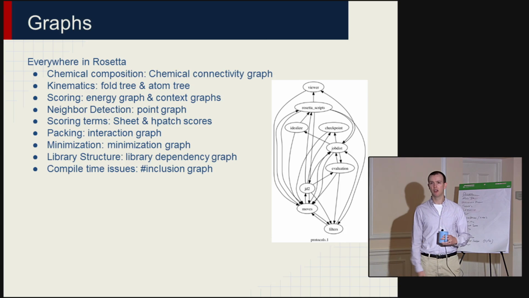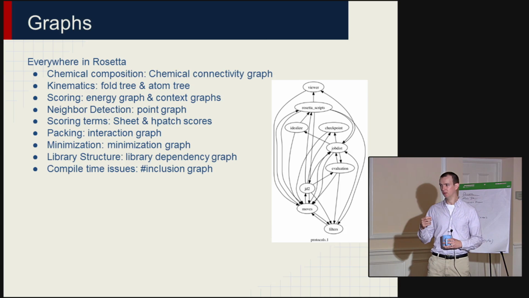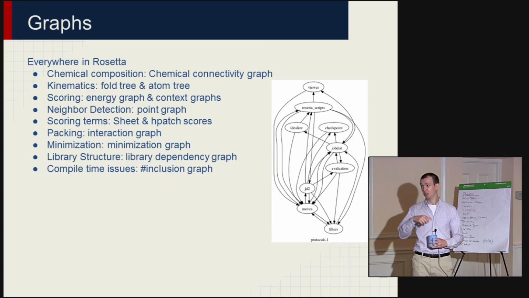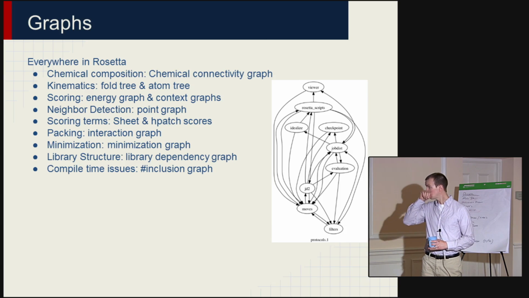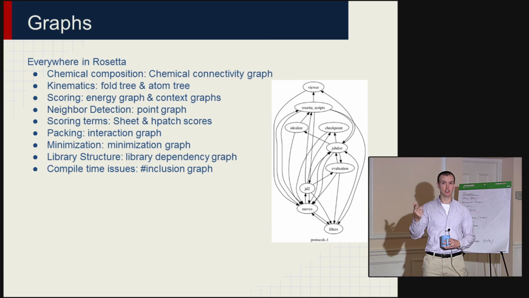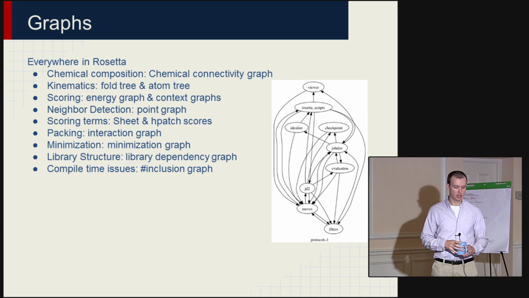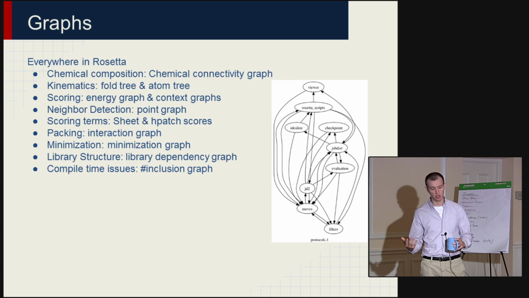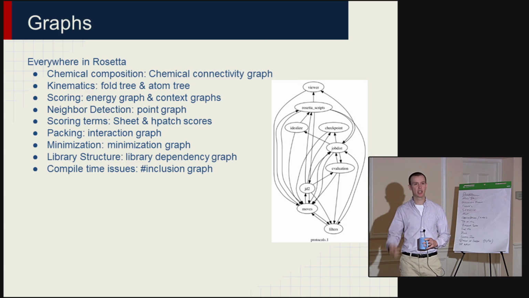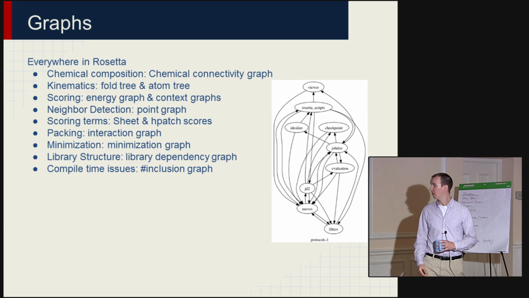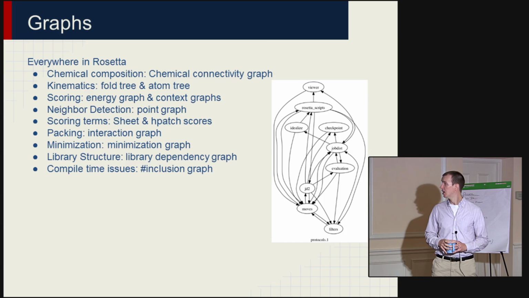There are context graphs, like the 10A neighbor graph, which just answers, for every residue, from its C beta, how many other residues' C betas are within 10 angstroms of it. And you represent that by having edges in graphs, and you count the number of edges at every vertex representing a single residue. In neighbor detection, you want to figure out, given a collection of points scattered in space and some sort of interaction radius, who are the neighbors? And for that we use this point graph class.